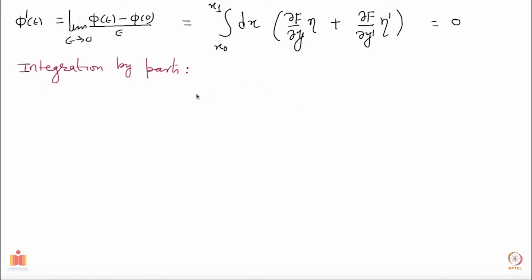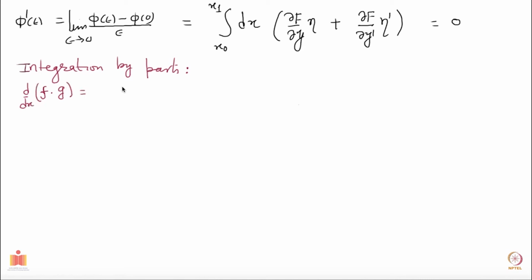So let me show you again, in case you have not used it before. All it does is, let's say you have some function f times g. Okay, so there are two functions f and g, and you are looking at a derivative of this product.